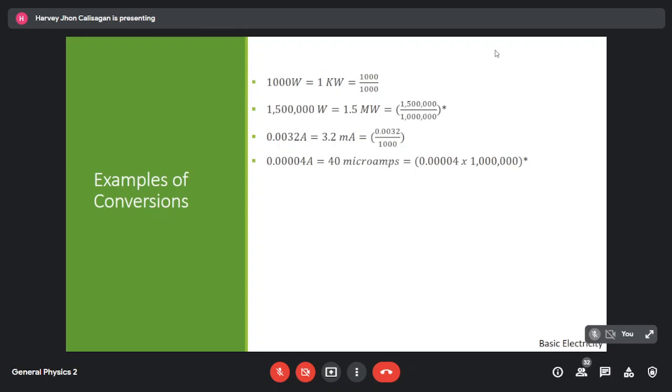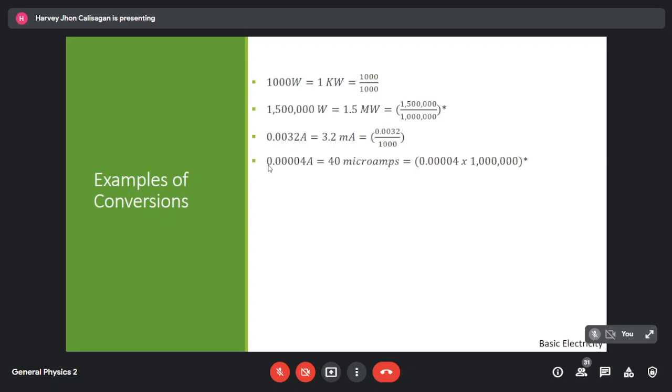And then we also have here 0.00004 ampere. To cut it short, since we have the opposite zeros here, we divide by 1 million, for us to get 40 microamperes.